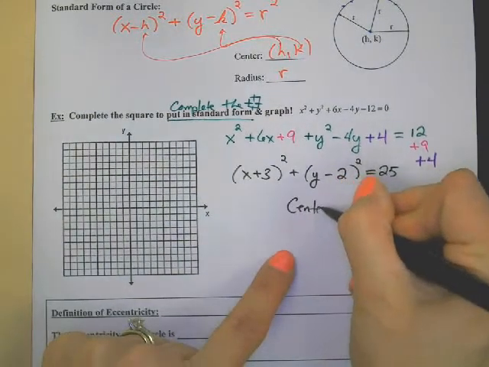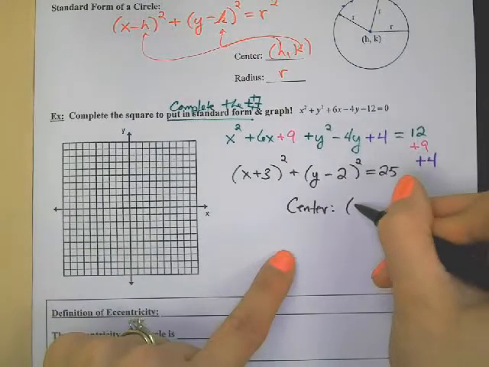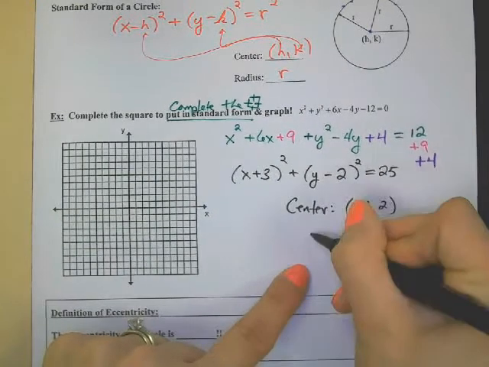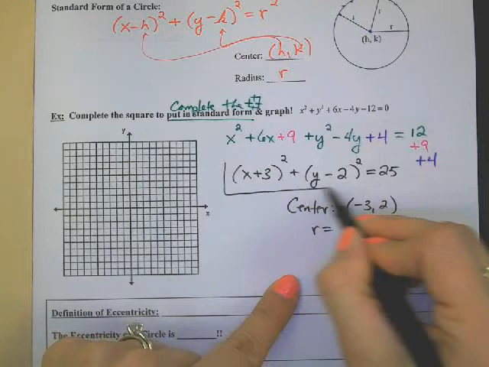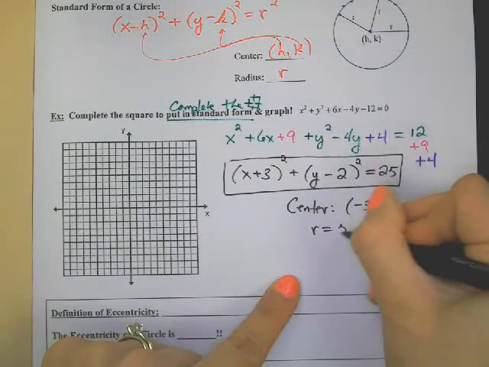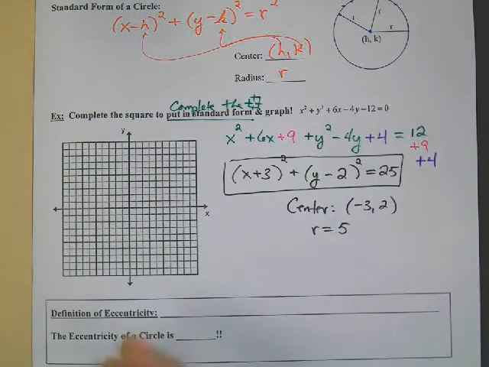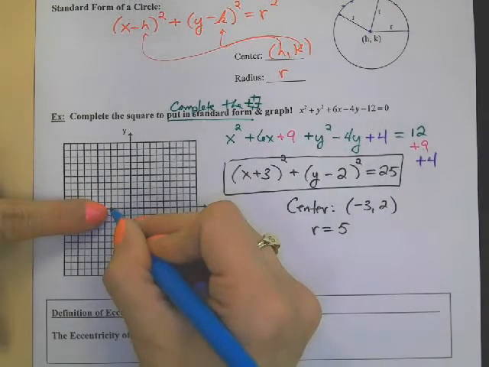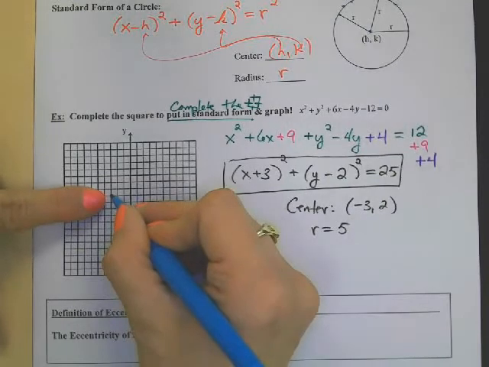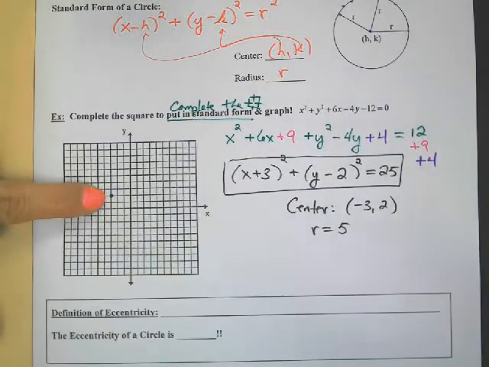Okay, a couple of questions I have for you. Where is the center of this circle? Negative 3, 2. What is the radius of this circle? 5. Radius is 5. Those are the only two things you need to know in order to graph a circle. So let's go to negative 3, 2. So here's the center. Is that point on the circle?